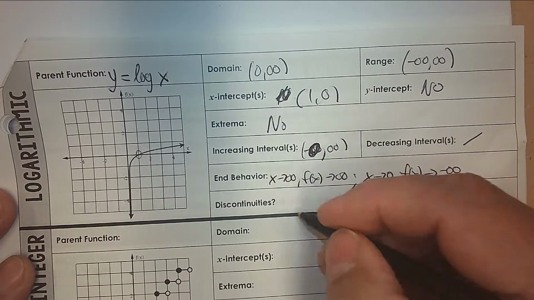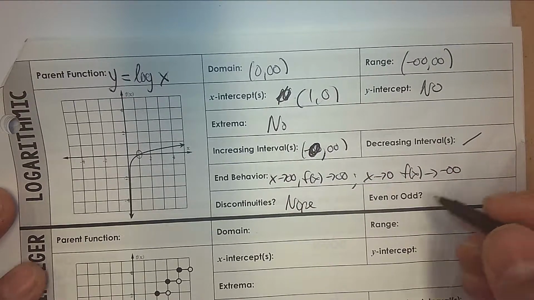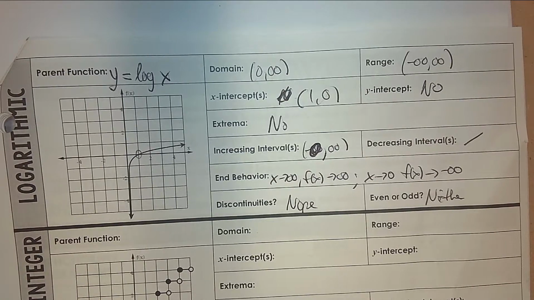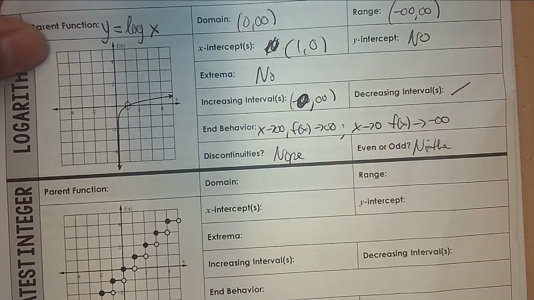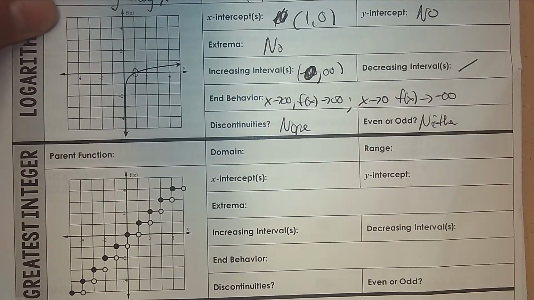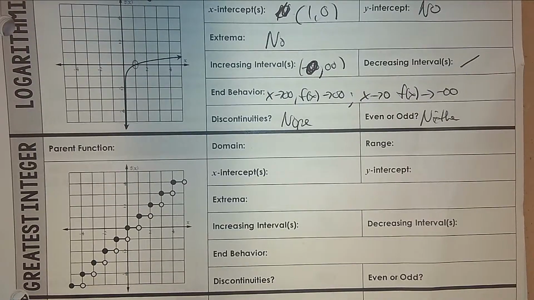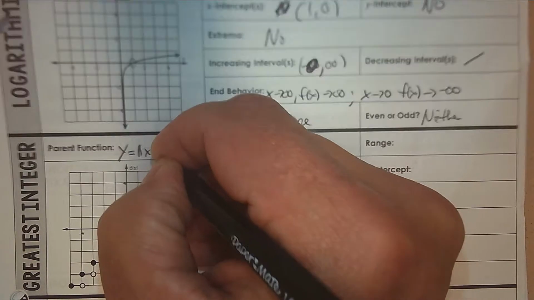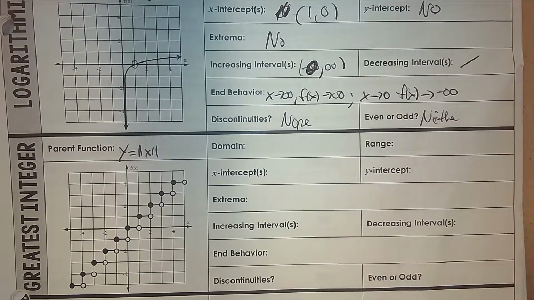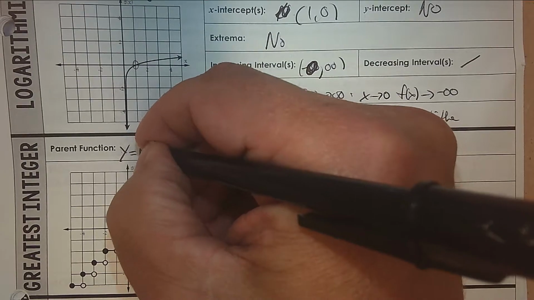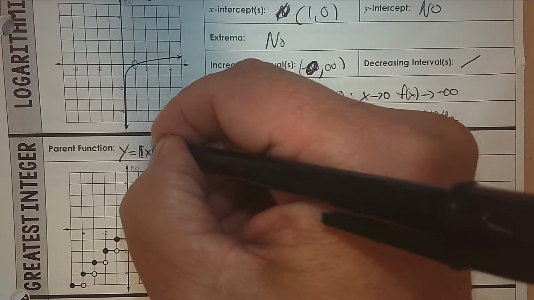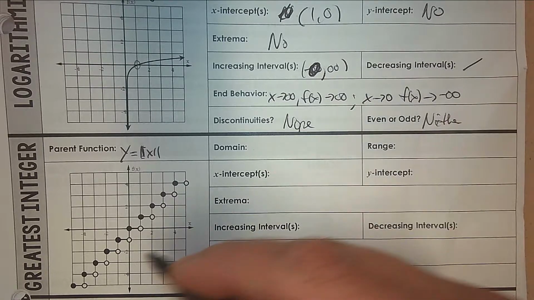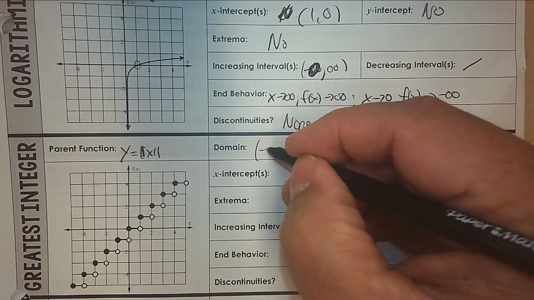Any discontinuities? Nope. Is this even or odd? And the answer is neither. This is a unique one called the greatest integer. Sometimes it's called a step function, because can you see the steps going up? So the symbol for that is a double bar. Sometimes the double bar even looks like double brackets, but it's a double bar. The domain for this is all real numbers.